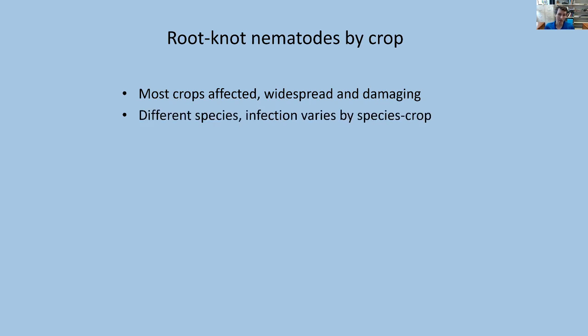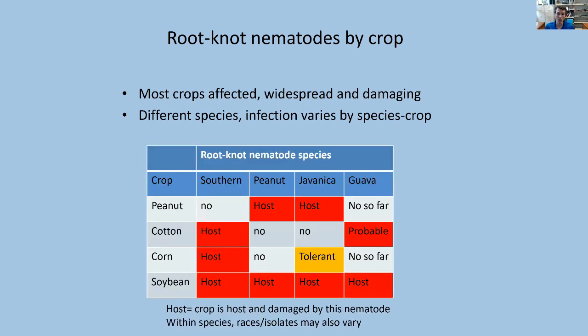And it's not quite as simple as just saying root knot nematodes, because we've got a few different species and the infection varies by species and crop combination. I've got a little table here to summarize it, but basically the major ones we're looking at in the southeast are southern root knot nematode, which is mainly a problem on cotton, but also infects corn and soybean. And then two species that are problems on peanut: peanut root knot nematode and Meloidogyne javanica.